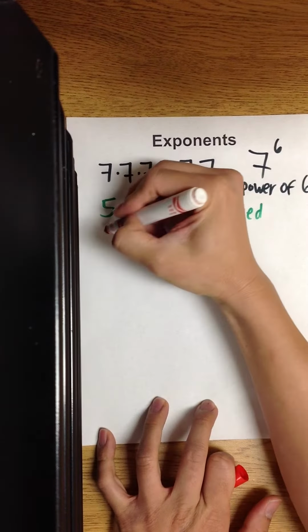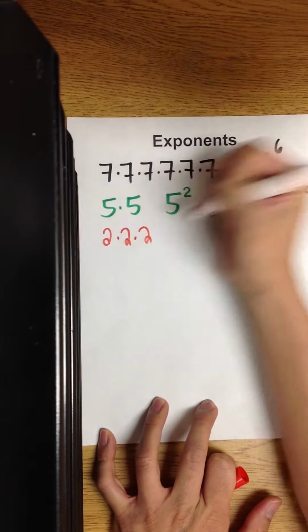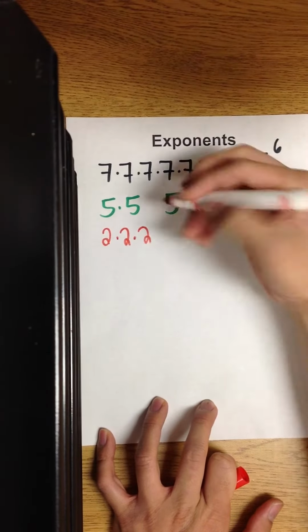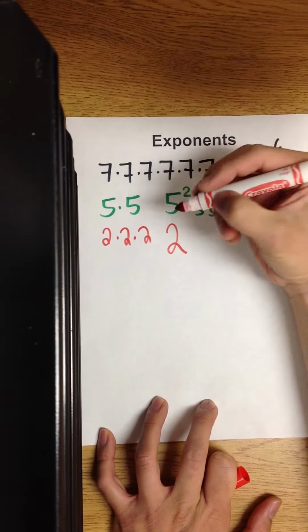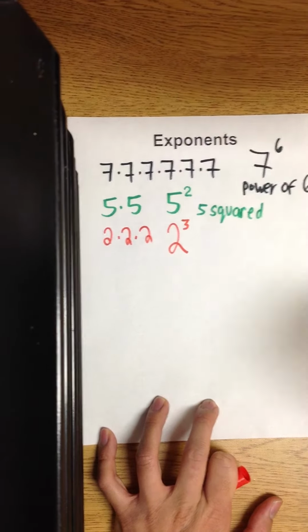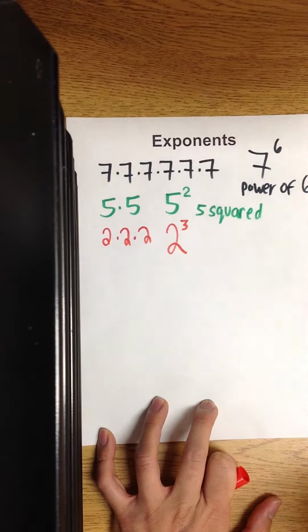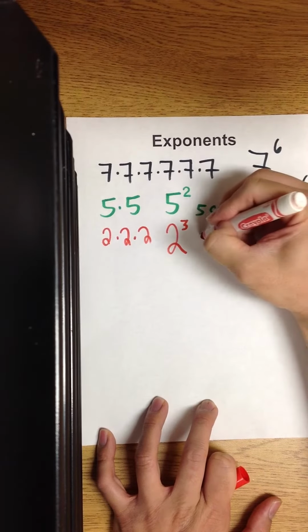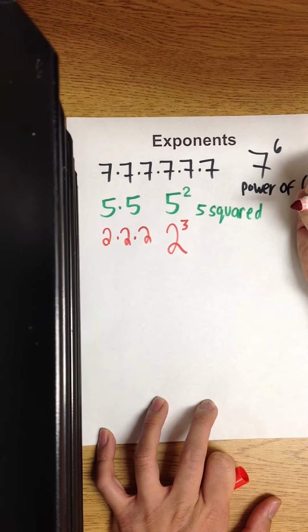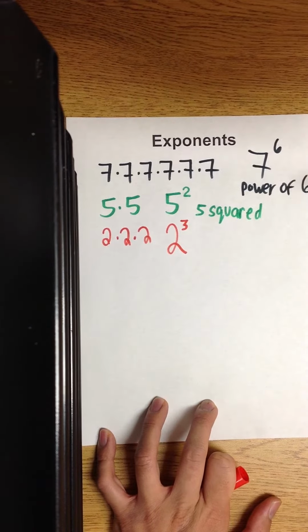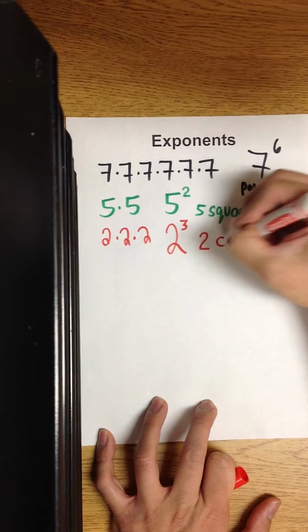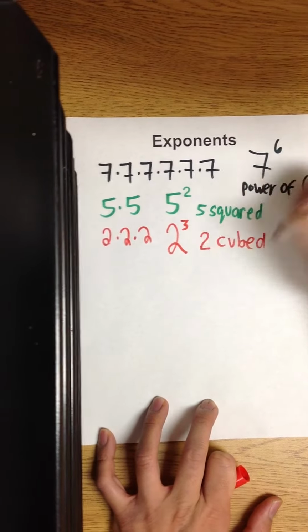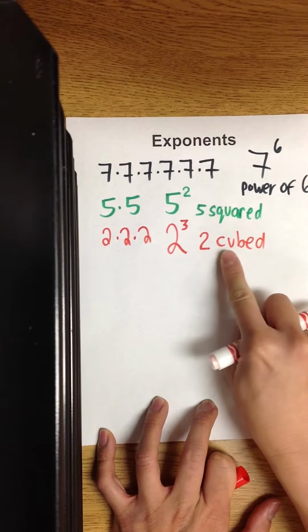What if you have 2 times 2 times 2? What is the base? 2. How many times did I write 2 as a factor? 3 times. So you could say 2 to the 3rd power or 2 to the power 3. However, the correct terminology is 2 cubed. When the exponent is 3, you write cubed.